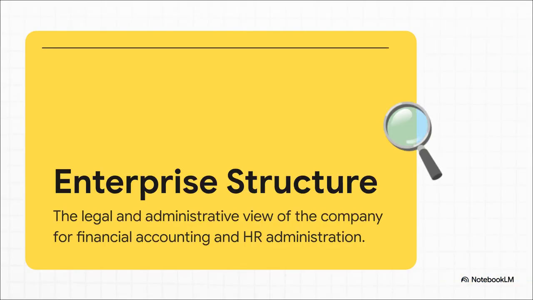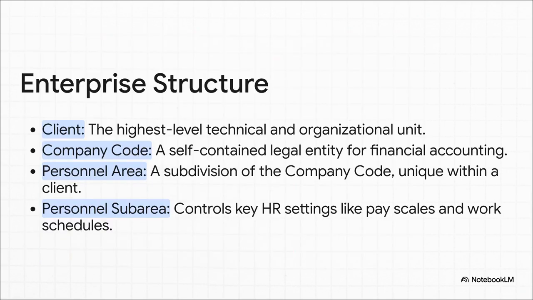We start with something called the enterprise structure. The best way to think about this is like the company's legal skeleton. It's the framework that defines all the formal entities and answers those super important questions like, which legal entity is actually cutting the check? Or which office is responsible for the HR administration here? And this structure is hierarchical for a really good reason. You see how everything cascades down?